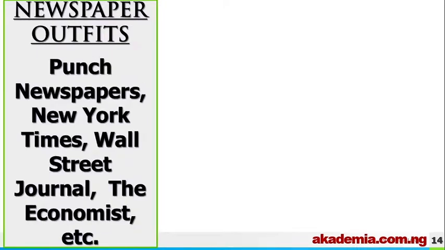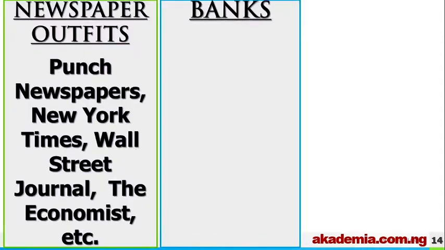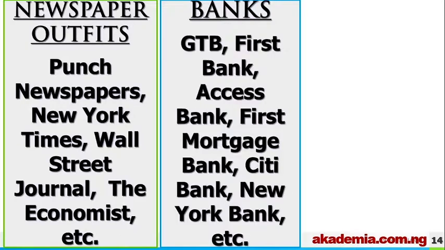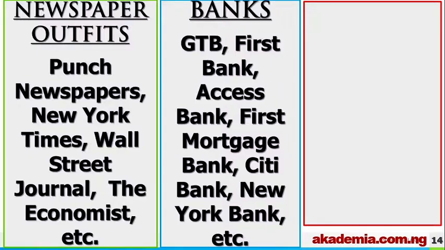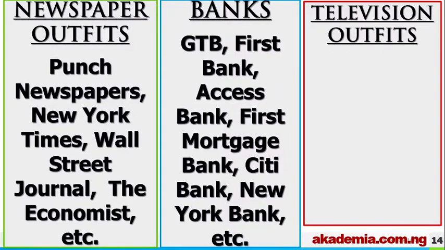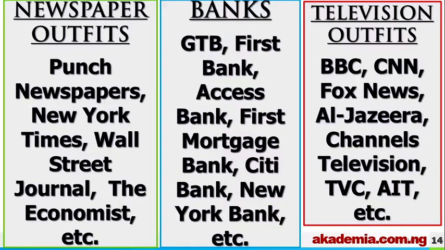We also have proper nouns occurring in the names of newspaper outfits like the Punch newspapers, New York Times, Wall Street Journal, The Economist. We also have proper nouns occurring in the names of banks and financial institutions like Guarantee Trust Bank, First Bank, Access Bank, First Mortgage Bank, Citi Bank, New York Bank, and many others. We also have proper nouns occurring in the names of television stations like the British Broadcasting Corporation BBC, Cable News Network CNN, Fox News, Al Jazeera, Channels Television, TVC, AIT, and so many other names that you have in television outfits.